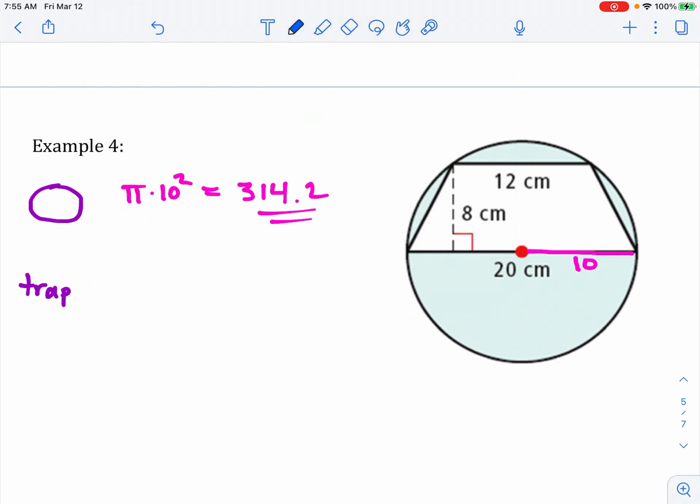Now I'm going to take the area of the trapezoid, so I'm going to take height times B1 plus B2, all divided by 2, and I'm going to calculate what I get for this. That'll give you 128.